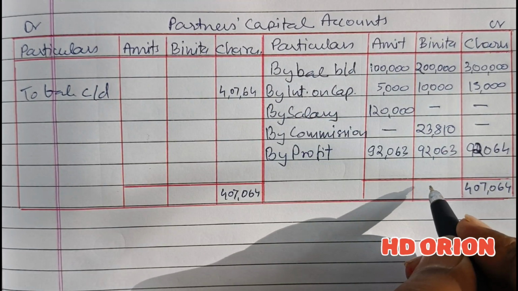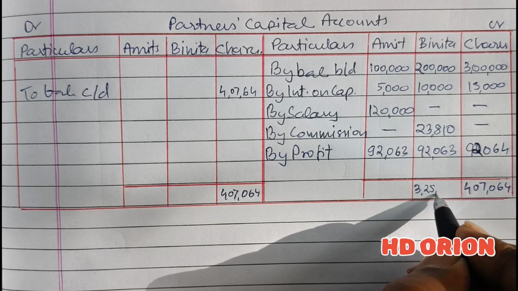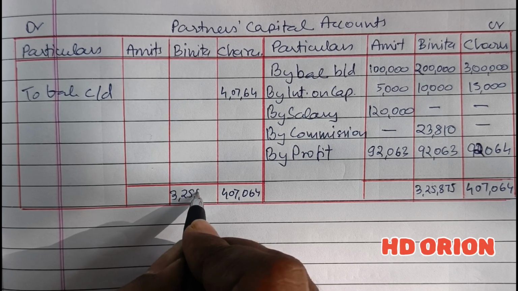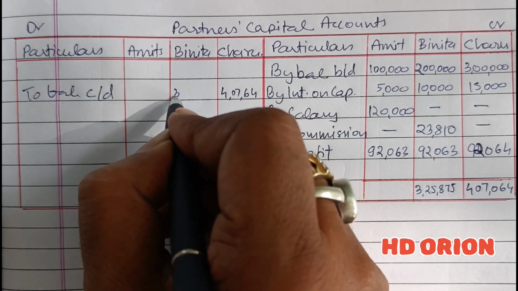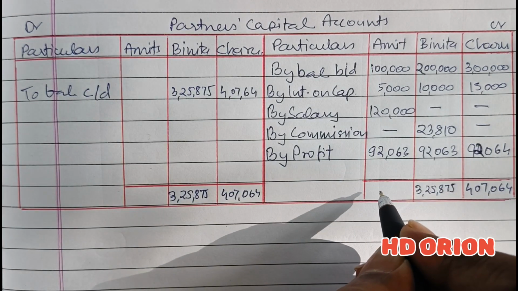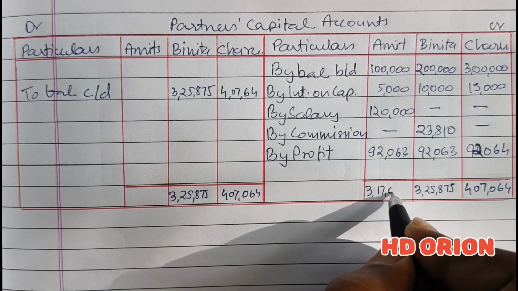And for partner Binita, it is 3,25,875. And for partner Amit, it is 3,17,063.